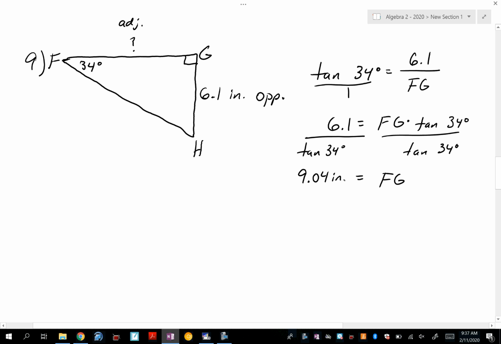All right, so that's our answer for number 9. So 7, 8, and 9 are some good practice problems to find those missing side lengths when you're using trig ratios. Now, 10 and 11 are actually very similar to these problems that you just solved, but you actually have to use the word problem in 10 and 11 to draw your sketch.